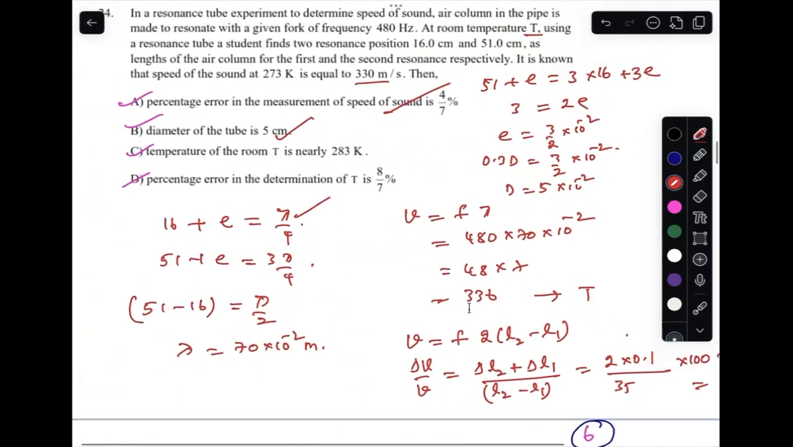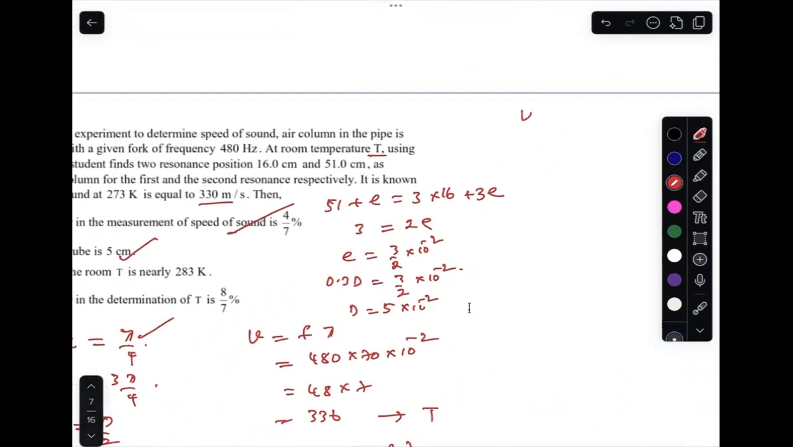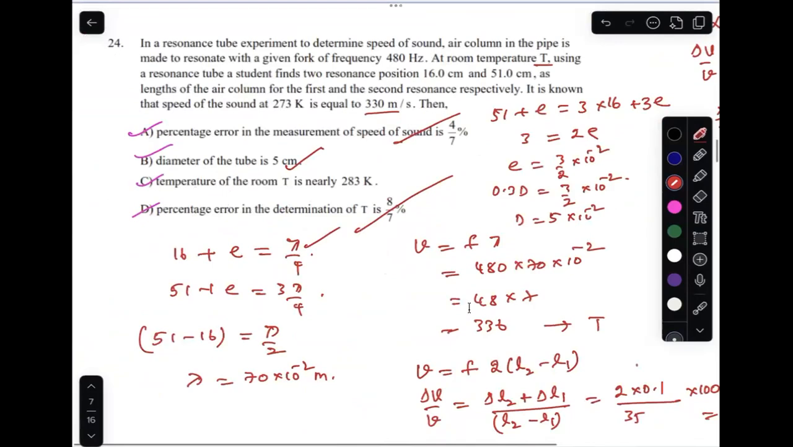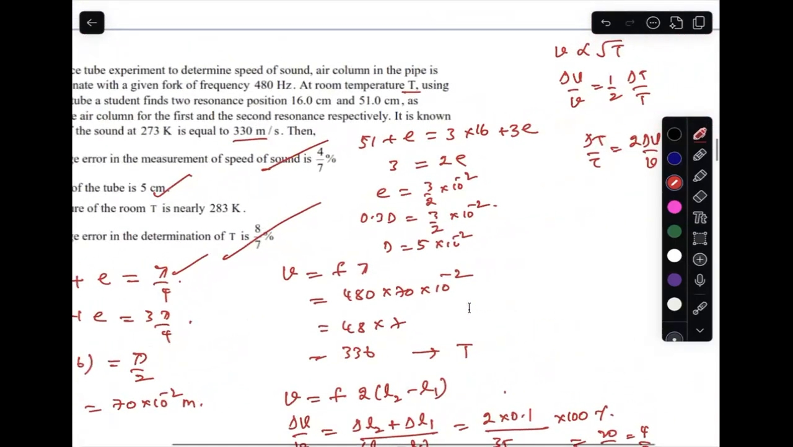What they are asking is the percentage error in the measurement. This is correct. Now, how to find this part? V is proportional to root T, so delta V by V is half delta T by T. Delta T by T is 2 delta V by V. Already you determined it as 4 by 7 percent, so it is 8 by 7 percent. Absolutely correct. The temperature of the room is nearly that.